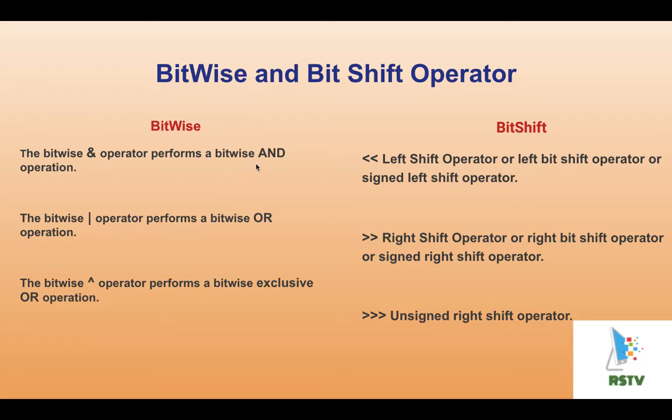The first one is the bitwise AND operator, and this one is the bitwise OR operator. This one is the bitwise exclusive OR operator, and the caret symbol is used for that. Next are the bit-shift operators. This is the left shift operator, which we can also call the left bit shift operator or signed left shift operator. Next one is the right shift operator, or right bit shift operator, which we can also call the signed right shift operator. The next one is the unsigned right shift operator.